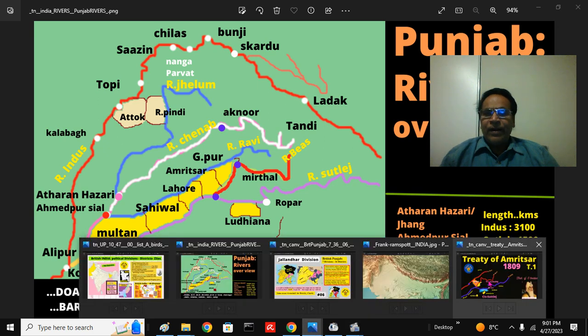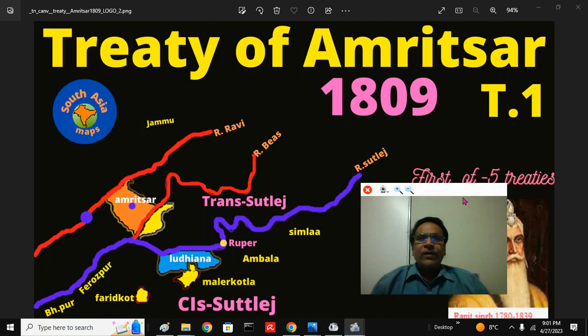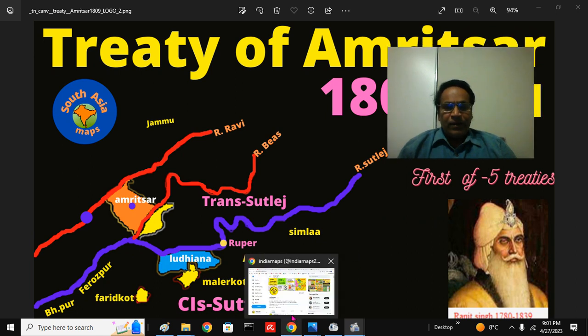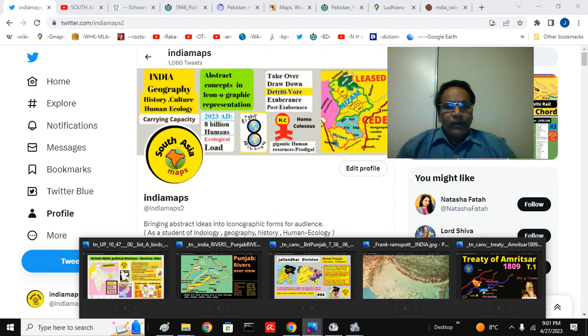This is the major important treaty. First, the Treaty of Amritsar 1809, and I talked about all five treaties elsewhere. You can look at it.